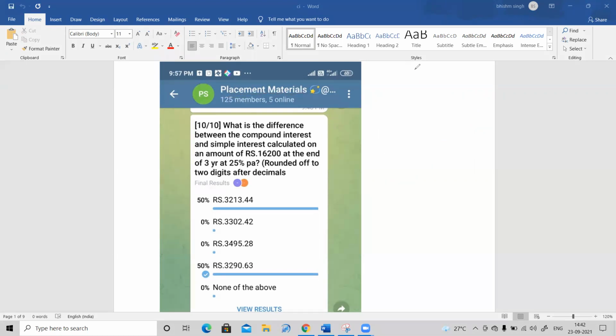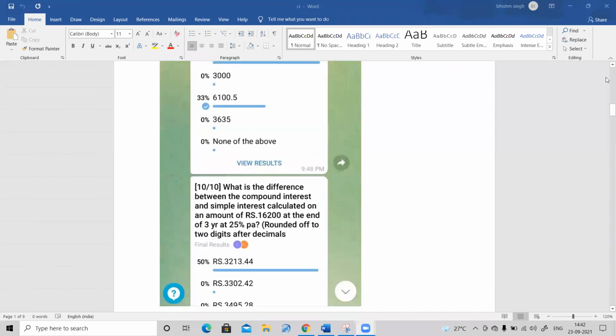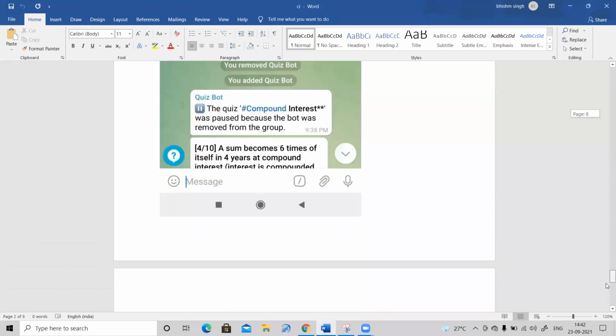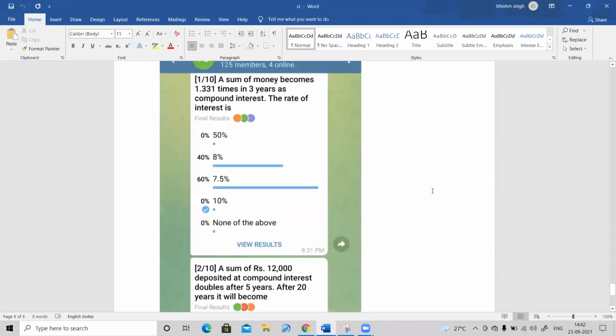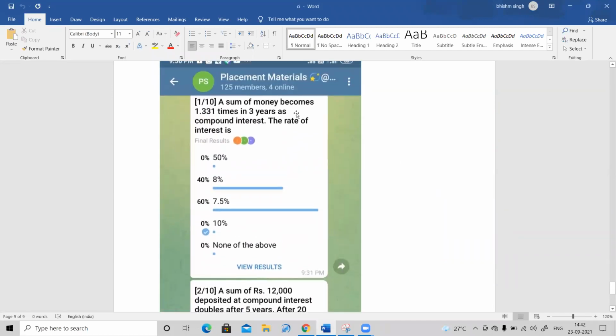Okay, solution of this test. So start with question number one. So question number one is here, everyone. See, a sum of money becomes 1.331 times in 3 years as compound interest. The rate of interest is, okay, they're asking here.